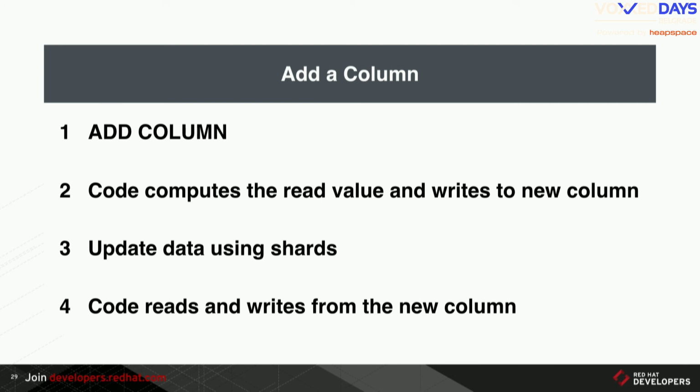Third release, you update data using shards. So if you have a lot of existing rows in your database, you need to update them to your default value or your computed value. And fourth release, your code finally reads and writes from the new column. If you update your database with this kind of migration, you're going to achieve zero downtime migrations because each one of your releases is backward and forward compatible with the previous version and the new version, okay? This is the simplest possible scenario.